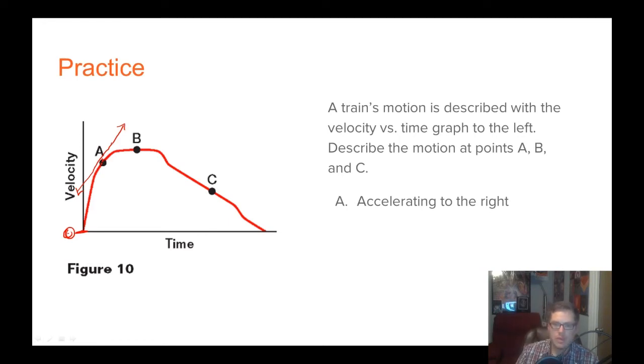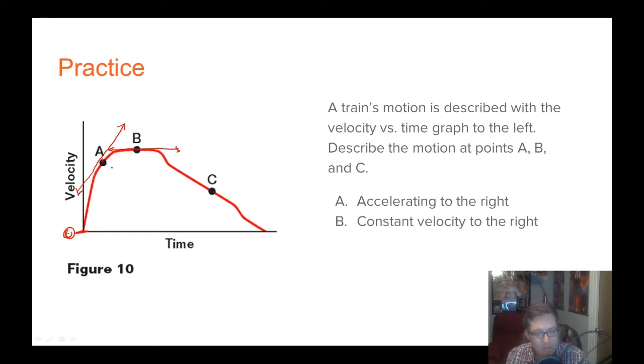Now at point B, you can see that we still have a positive velocity. We're going to the right still, but our tangent line is practically flat. And remember, slopes tell us what the acceleration is. So our velocity is constant at B, at some velocity to the right. Our acceleration is 0, and therefore our velocity is not changing.